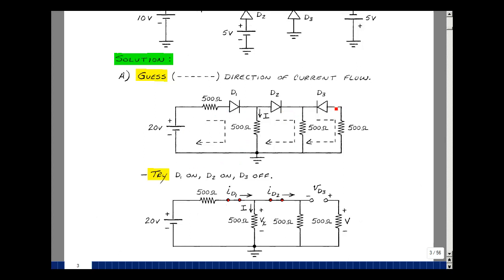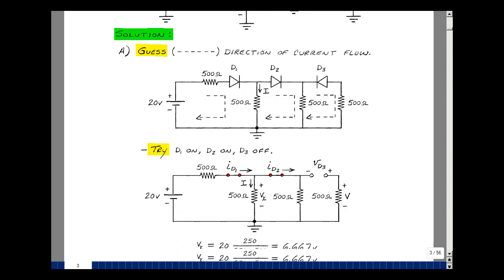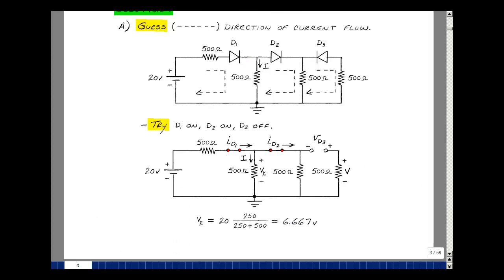If I were to think of these as resistors, and if current flows from anode to cathode, it's a short, and from cathode to anode, it's an open. This will be my first guess. And I'll label the currents for the diodes ID1, ID2, from anode to cathode, and then for the diode D3, from anode to cathode, the voltage VD3.